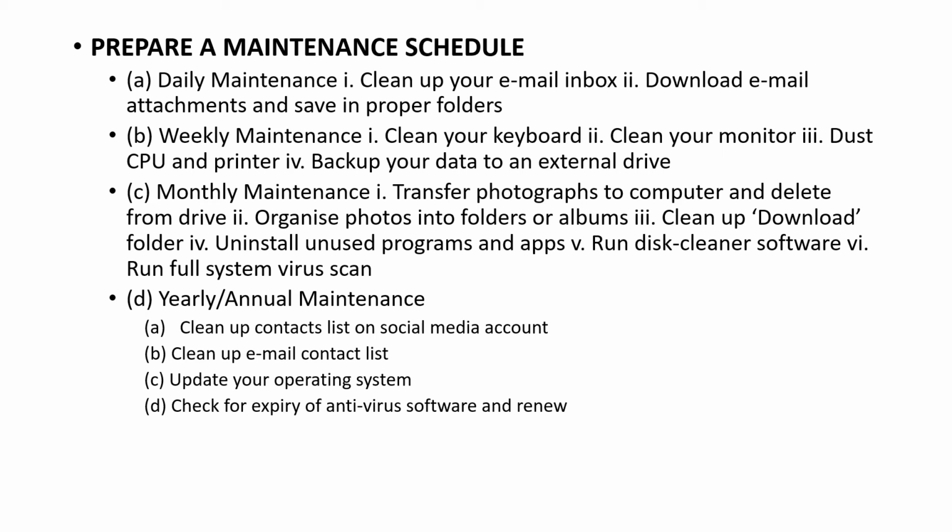Update your operating systems. If you get some updates for your operating system, you need to update. As you can see, in a mobile, you will find so many updates in an operating system. I'm not just talking about apps. In the same way, you will get updates for your computer as well. Check for expiry of antivirus software and renew. If your antivirus software is getting expired, then you need to renew it. So these are the maintenance schedules for your computer.